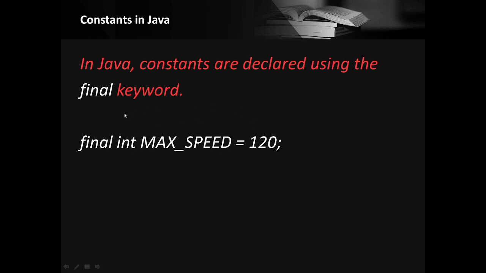Here we can declare the final keyword. In Java, constants are declared using the final keyword. We use the final keyword because it doesn't allow the assigned value to change. And by convention, the constant names are written in all uppercase letters, so that's why we use uppercase letters in the name and the final keyword in front.